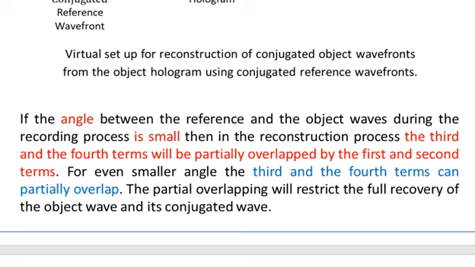So let's discuss the angle. If the angle between the reference and the object wave during the recording process is small, then in the reconstruction process, the third term and the fourth term will be partially overlapped by the first and the second terms. For an even smaller angle, the third and the fourth terms can also partially overlap. The partial overlapping will restrict full recovery of the object wavefront and its conjugated wave.